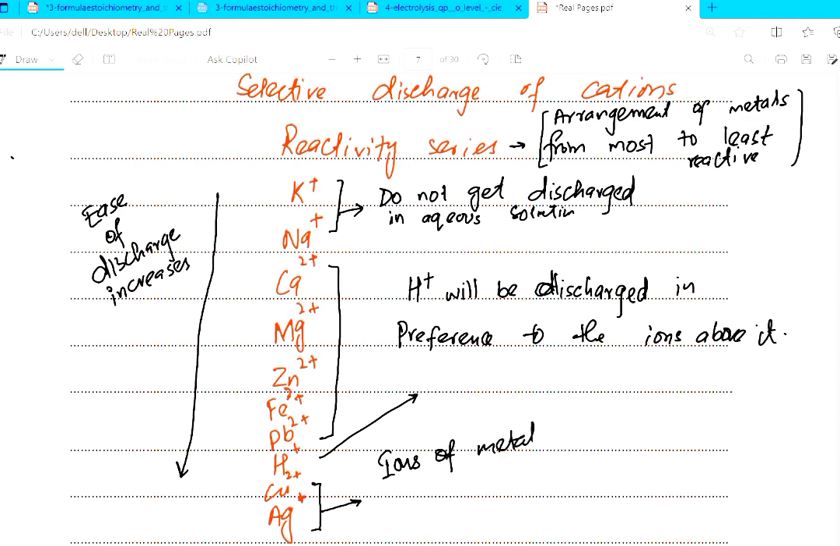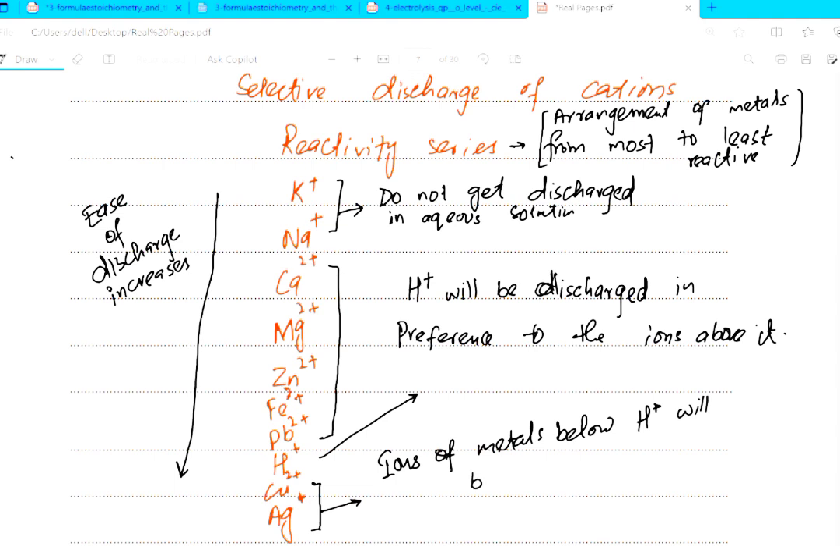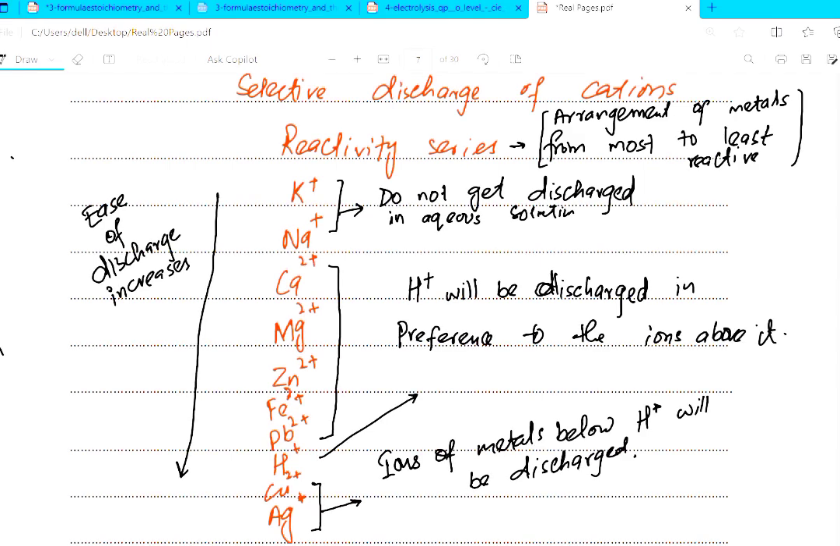Ions of metals below hydrogen will be discharged. Okay, I'm writing here shortly. You have to identify. We have magnesium and then hydrogen. We have zinc, then we have hydrogen. We have copper, then we have hydrogen. We have simply calcium, and the second is hydrogen. So which one of them will be selected?